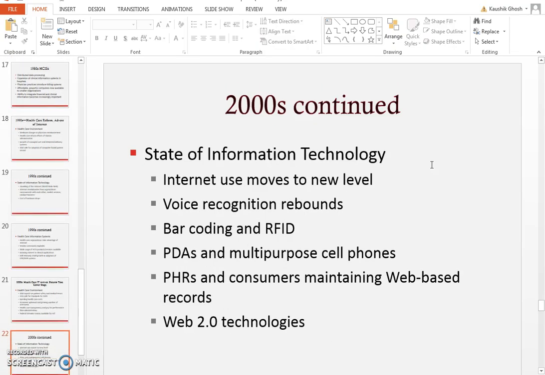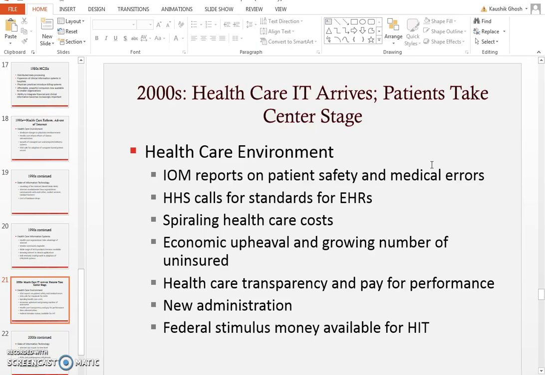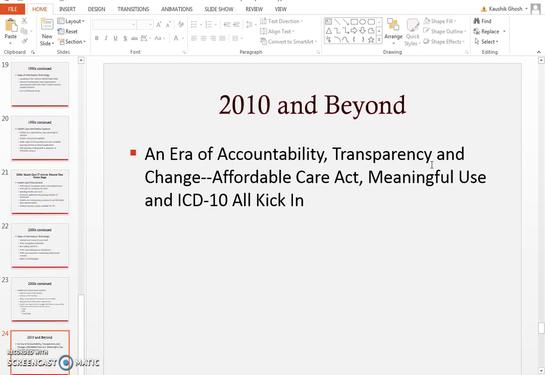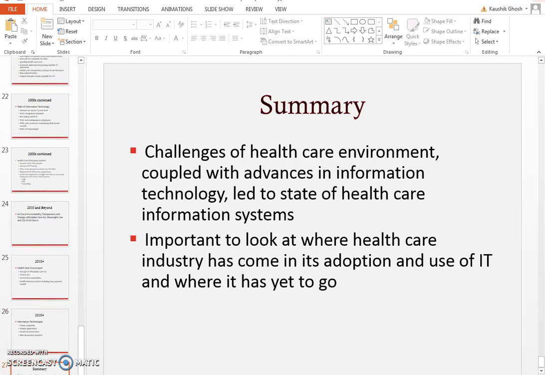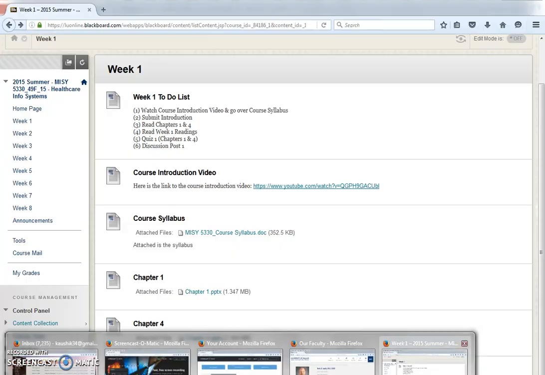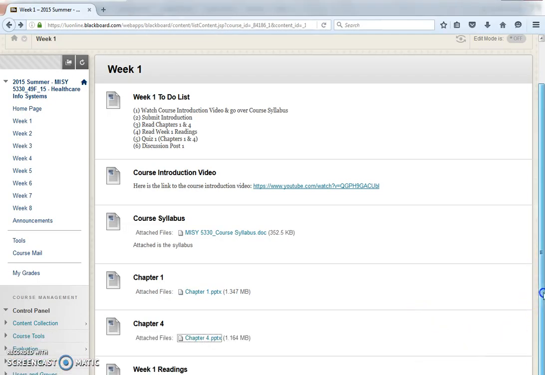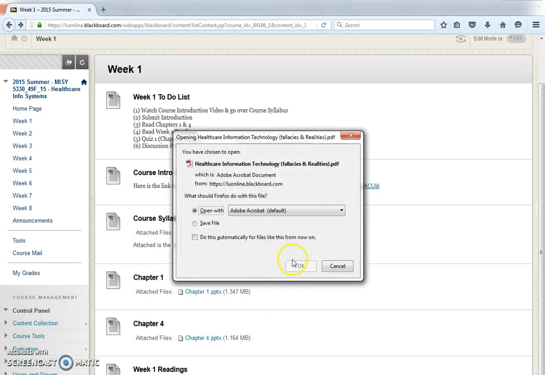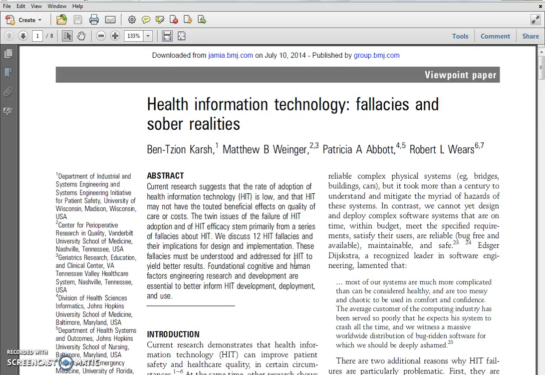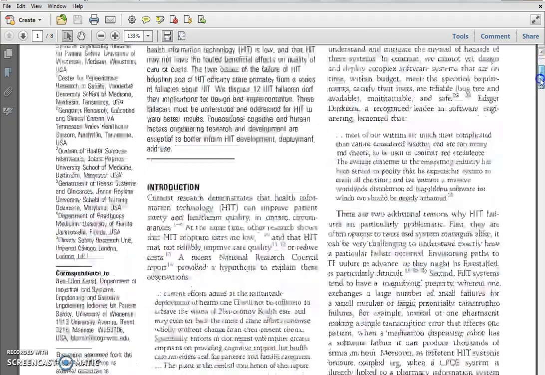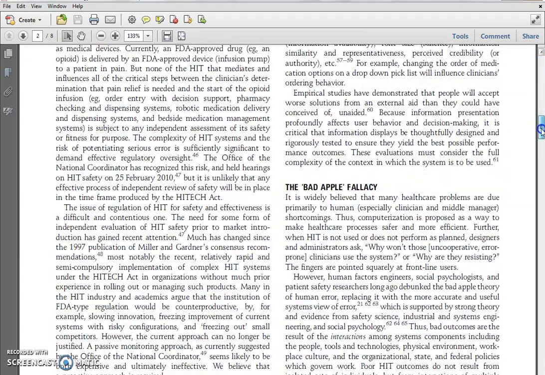In the 2000s, healthcare focused on health IT, and basically, what are the things that evolved? Another thing I wanted to point out is that every week you will also be assigned a few readings related to the chapter itself. For example, a 2014 publication, Health Information Technologies, Fallacies and Sober Realities, talks about the good and the bad aspects of health information technology.